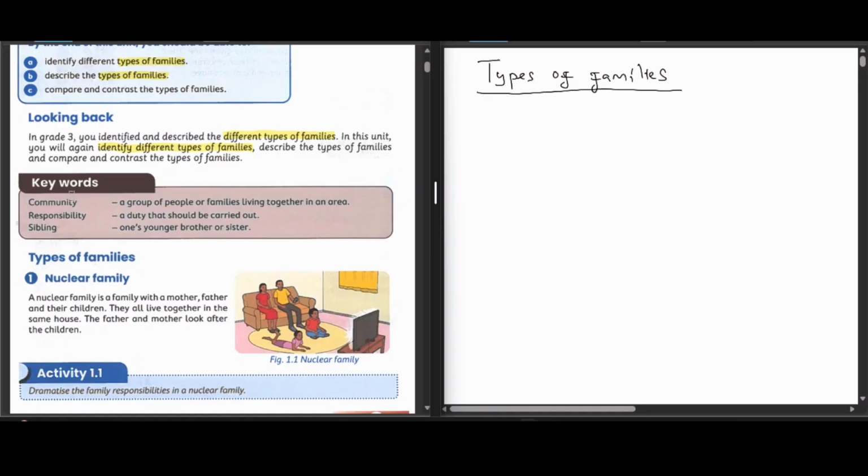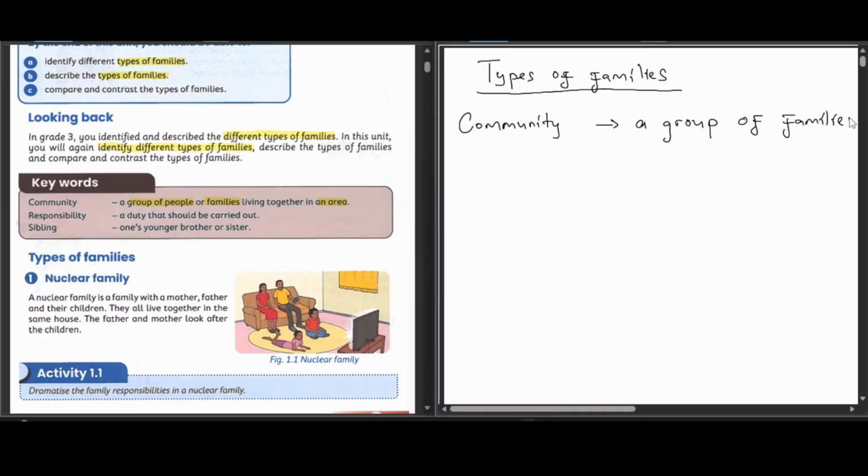Let us look at our keywords. The first keyword is community. We want to learn what a community is. So we are told here that a community is a group of people or families living together in an area, basically like that. So a community is a group of people and families, or simply a group of families living together in an area.